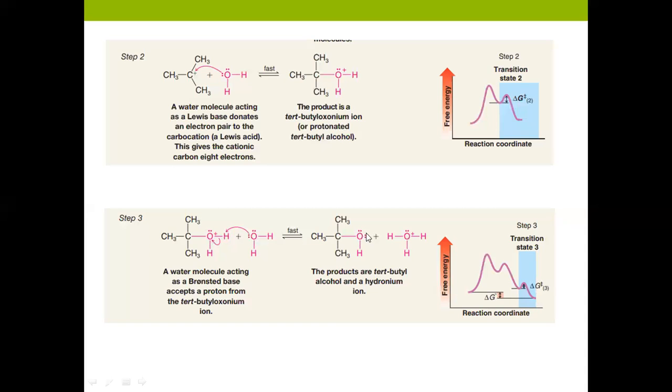Okay, so it goes back to the lone pair here. And then your alcohol will no longer have a positive charge, but it will be on the hydronium ion. This is your H plus, or your hydronium ion, because it always reacts with water, surrounded with water. So this is our final product.